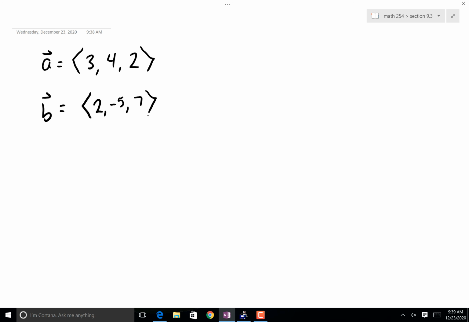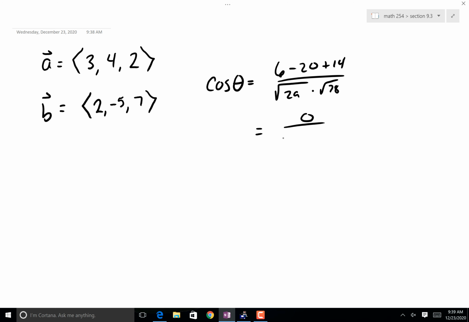Nice. Let's do these guys. Cool. So if you want to find the angle between them, of course, that's going to be 6 minus 20 plus 14 over. I did use this on purpose. It's going to be 16 and 9 is 25, and 4 is 29. And this is going to be 49 and 25 is 74, 78. But it doesn't really matter because the top is a goose egg.